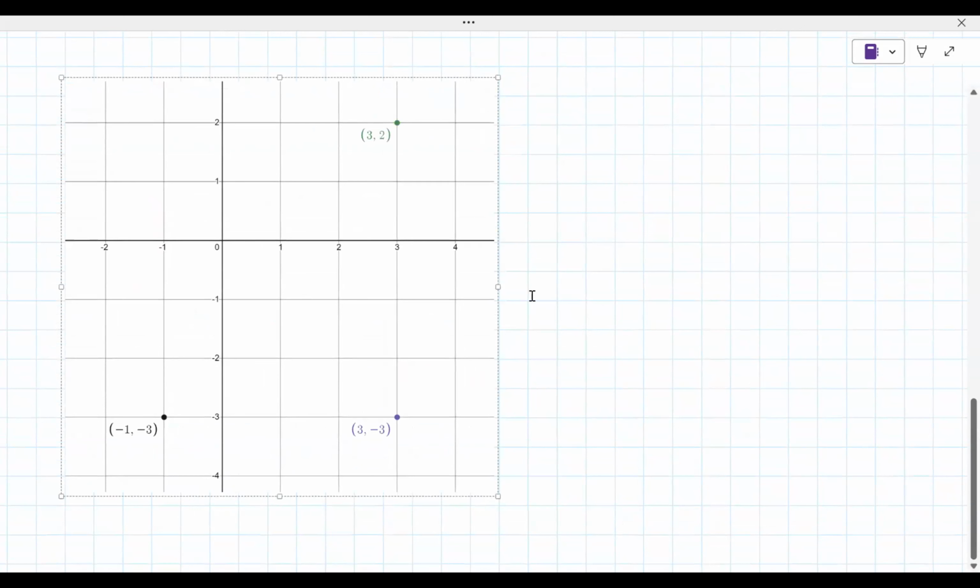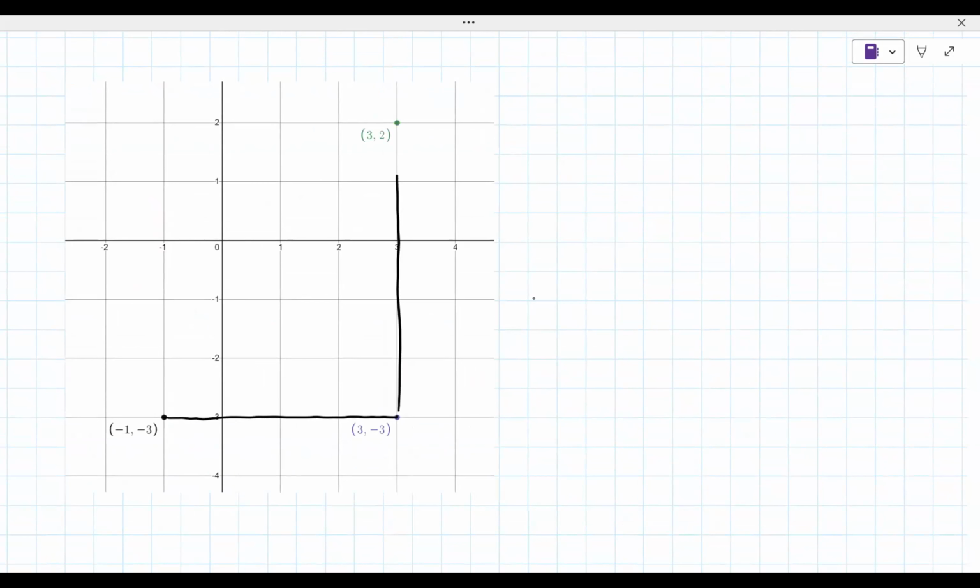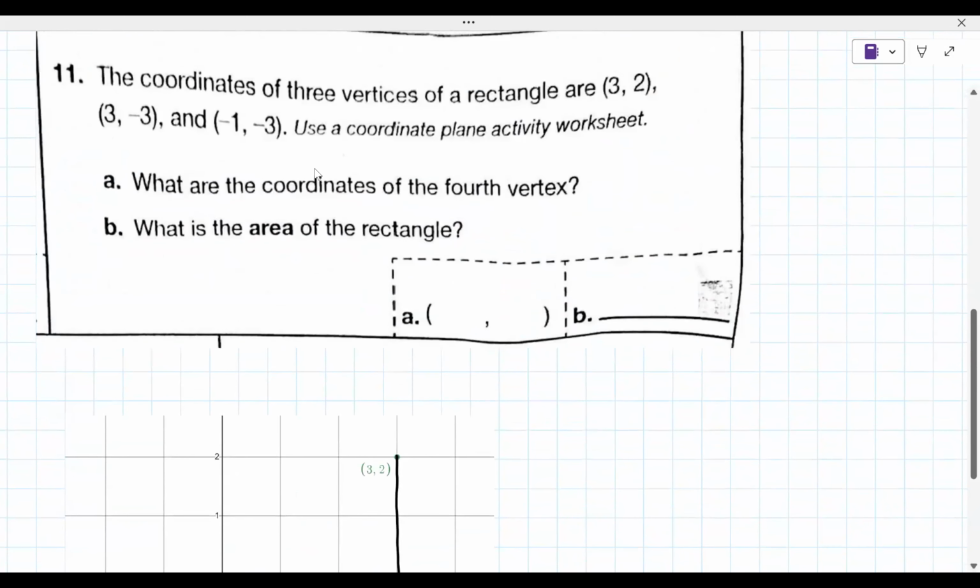Can you tell me where the other missing vertex goes? How could you connect these? You know where to go. What? I can't hear you. What did you say? I'm asking you where the next point goes so that you can connect these. Connect what? Connect the lines. Oh, it says, what's the coordinate of the fourth vertex?